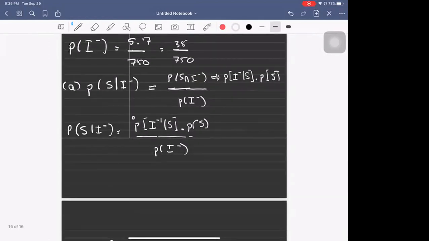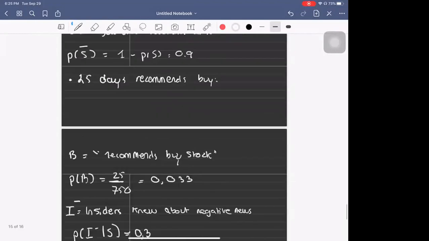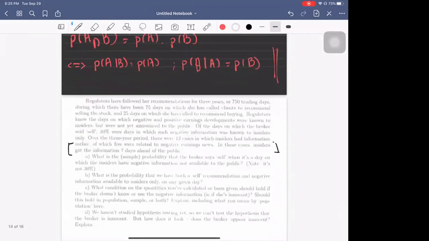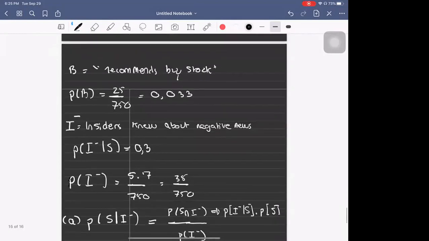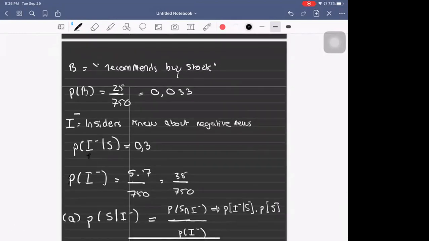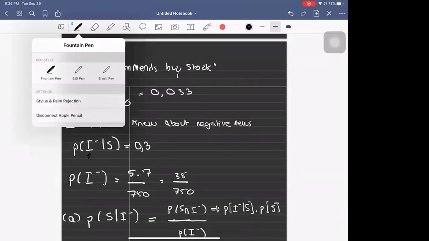So we have that probability, which was given to us, which is 0.3, which says on the days the broker said sell, 30% were days in which negative information was known. So the 30% here refers to the probability that negative information was known to the insiders, which is the probability of I minus given S, equal to 0.3.